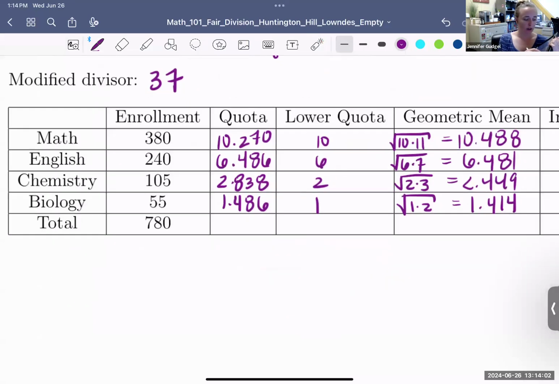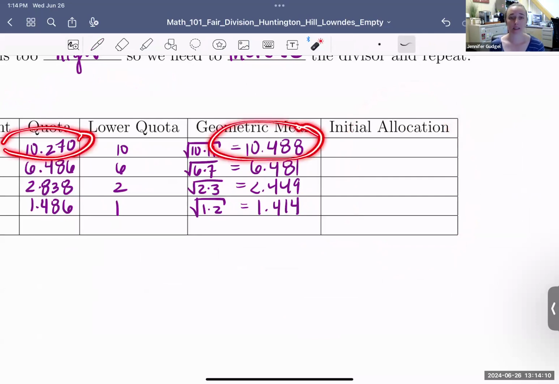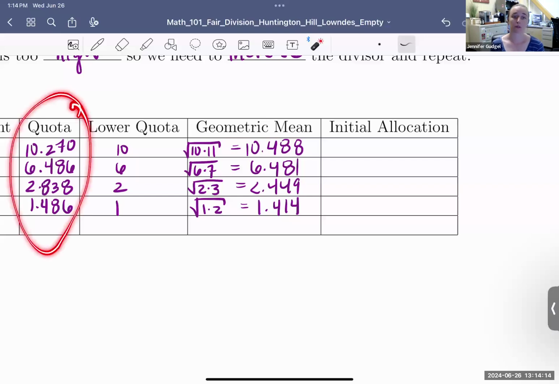And if you haven't already done it, I want you to try to fill in the initials on your own. Remember, the question on the table is, is the quota bigger? If it is, round it up. Is the quota smaller? If it is, round it down. Whichever way the quota is compared to this other number, that's how we round. So pause, try to fill in your initial allocation, see if you get the same thing as me.